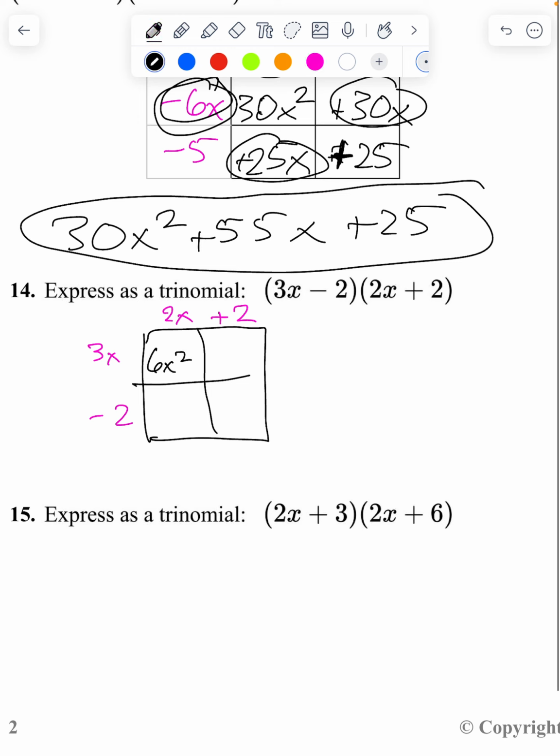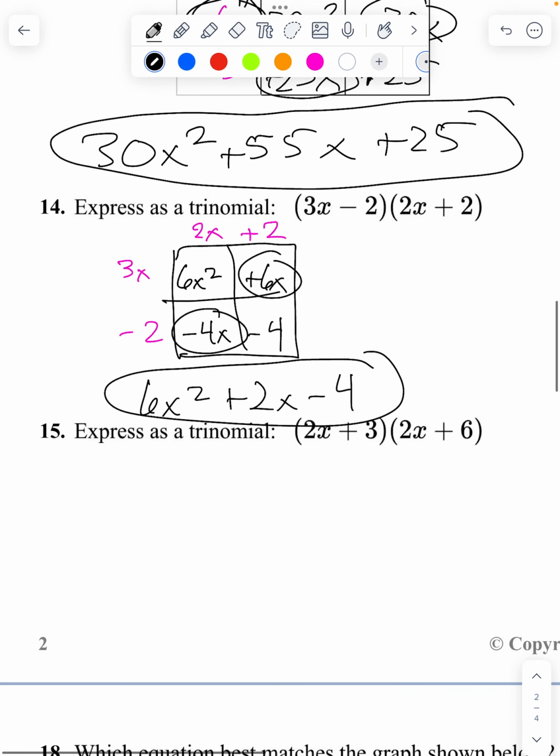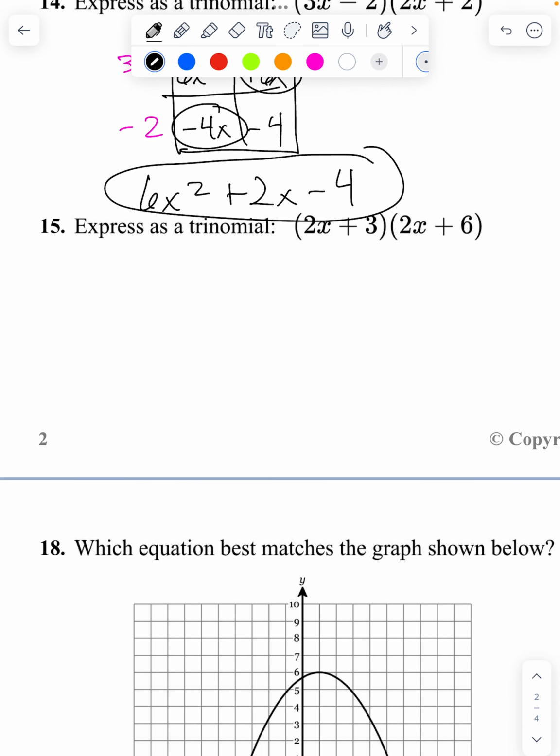This will be 6x squared plus 6x minus 4x minus 4. So I get 6x squared. These two can be combined. That'll be positive 2x minus 4. I'm going to do the same thing. Trinomial just means it has three pieces, 3 terms.